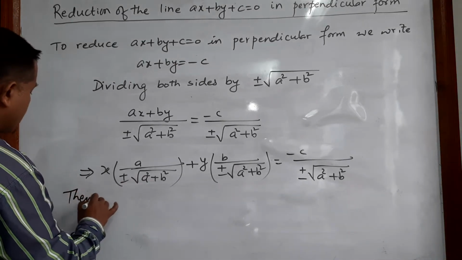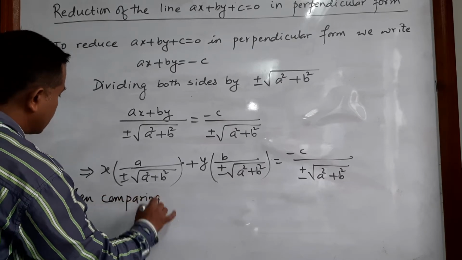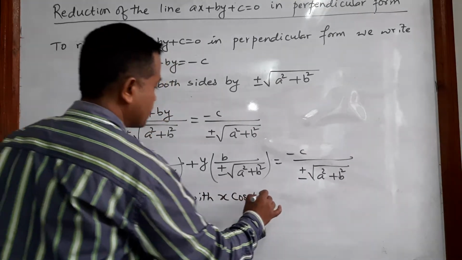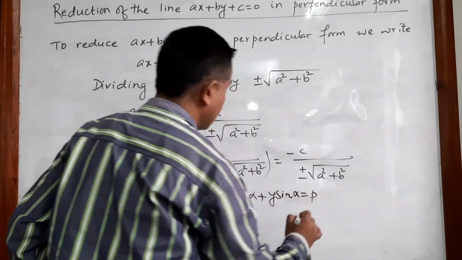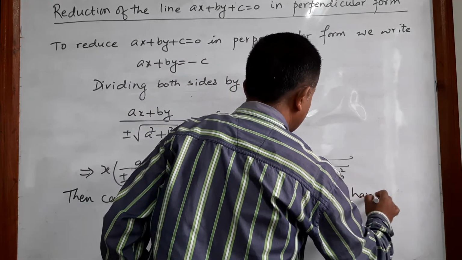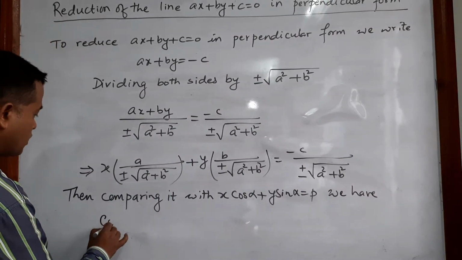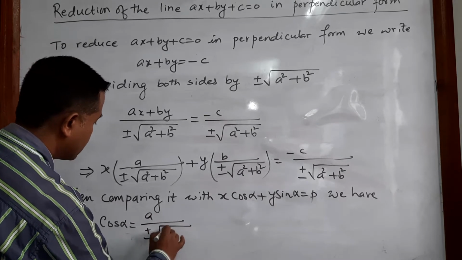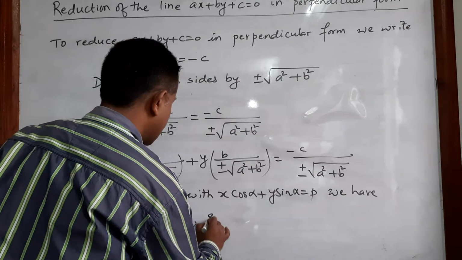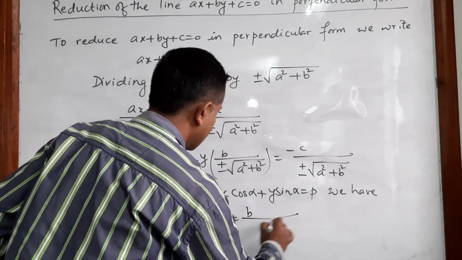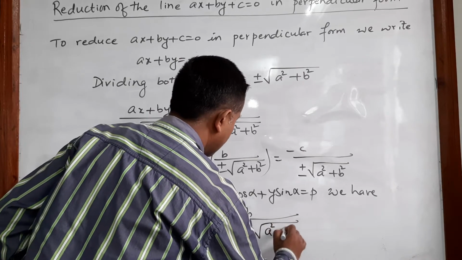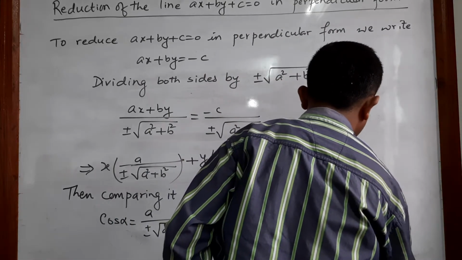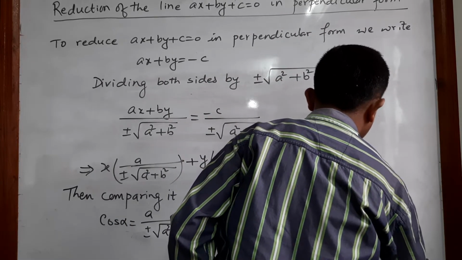Then comparing it with x cos alpha plus y sin alpha equals to p, we have cos alpha equals to a over plus minus root over a square plus b square, and sin alpha equals to b over plus minus root over a square plus b square, and p equals to minus c over plus minus root over a square plus b square.